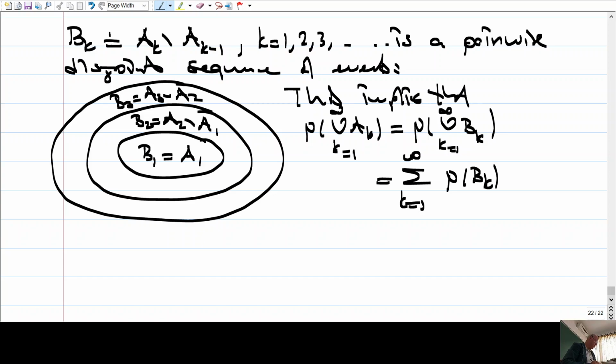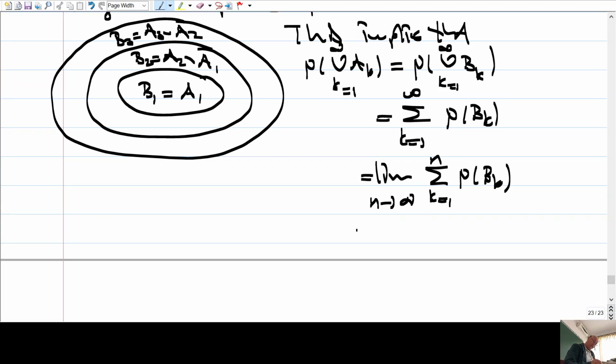Okay, and what is this? Well, I can write this as follows. This is an infinite series. How do we define this? Well, we define it this way: limit as n goes to infinity of the sum, k from 1 to n, of mu of Bk. Right? The sum of an infinite series is defined as the limit of the partial sums.